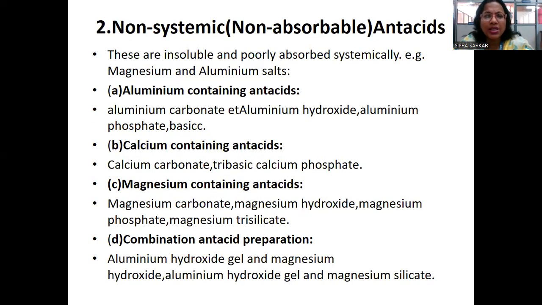Now, non-systemic antacids. They are insoluble and not absorbed systemically. That means they are not soluble in the blood and will not be much absorbed from the stomach or intestine. They will neutralize the acidic form. Examples are aluminum-containing, calcium-containing, and magnesium-containing antacids, and combination-type antacid preparations, which are used very much. Aluminum antacids include aluminum carbonate, aluminum hydroxide, aluminum phosphate. Calcium-containing antacids include calcium carbonate, tribasic calcium phosphate. Magnesium-containing antacids, very available in our market, include magnesium carbonate, magnesium hydroxide, magnesium phosphate, magnesium trisilicate. Combined antacids include aluminum hydroxide gel with magnesium hydroxide, and aluminum hydroxide gel with magnesium silicate. These are very good examples of antacids.